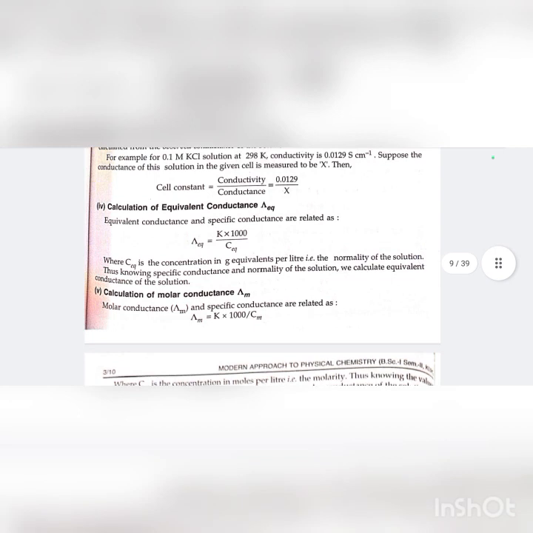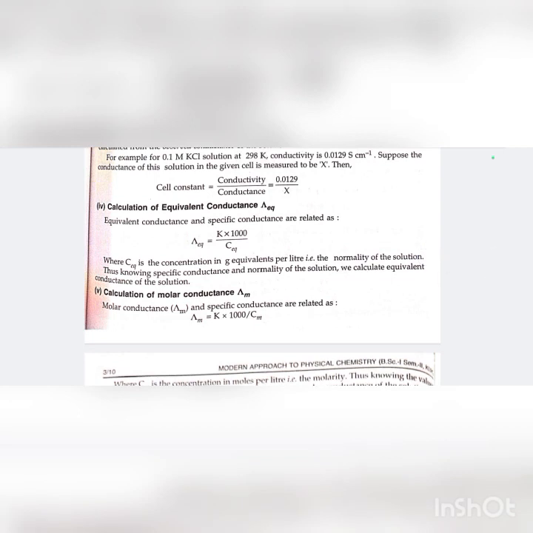The cell constant is generally not calculated from the values of L and A because these are difficult to measure for a cell. However, it is usually determined accurately by measuring the conductance of a standard solution of KCl whose conductivity is known at different concentrations and different temperatures. Once the cell constant is known, the specific conductivity of a solution can be calculated from the observed conductance of the solution. Fourth is calculation of equivalent conductance.